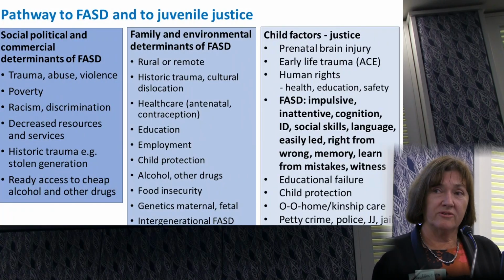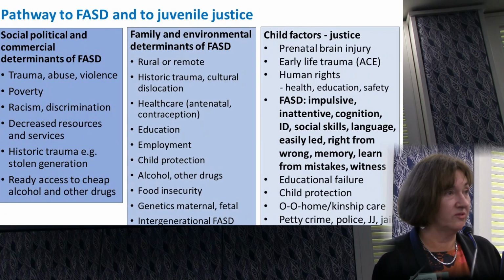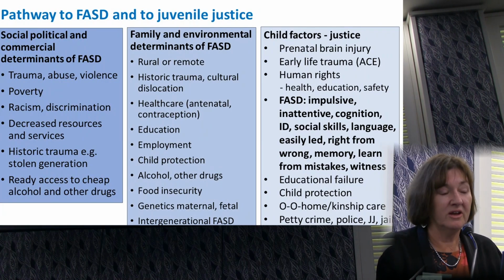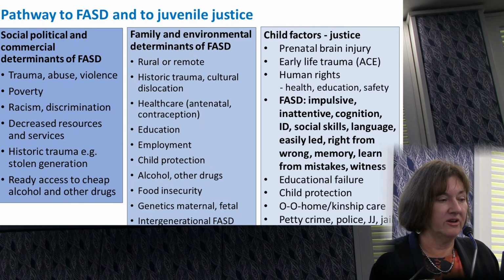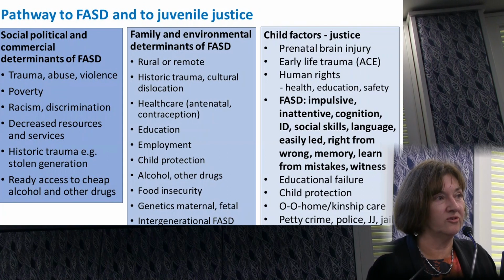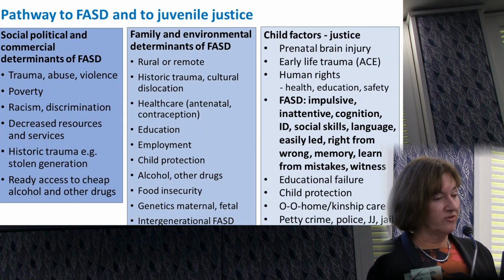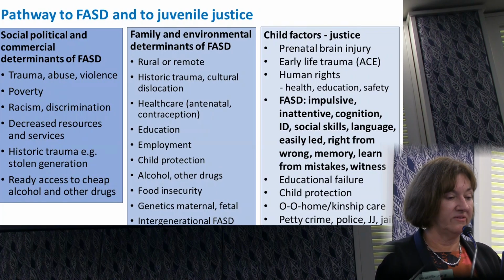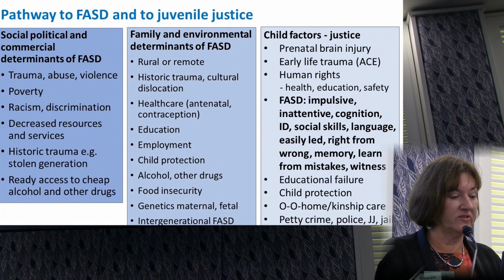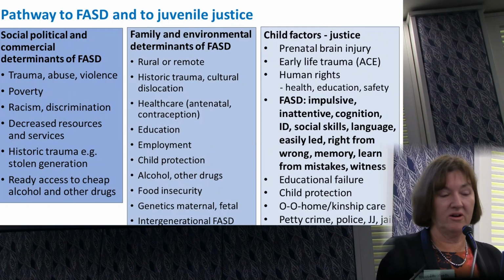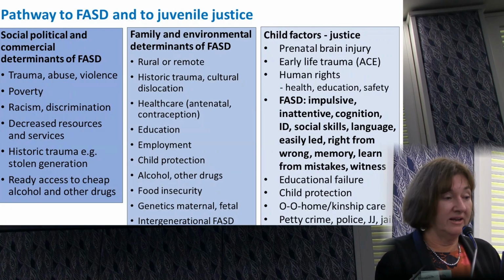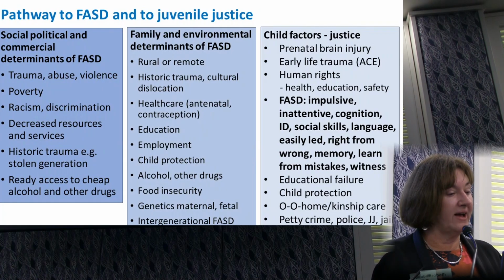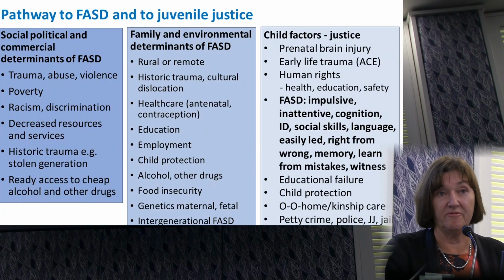So I just want to quickly talk about the pathway to both fetal alcohol spectrum disorder and in turn to juvenile justice. We know that there are a whole lot of social, political and commercial determinants of FASD, and I say commercial because we know that the alcohol industry has a responsibility here, which they are not prepared to address. So we know that a background of trauma, abuse and violence, poverty, racism, decreased access to resources and services, historic trauma, including, for example, the stolen generation, and ready access to alcohol and other drugs leads to disadvantage.